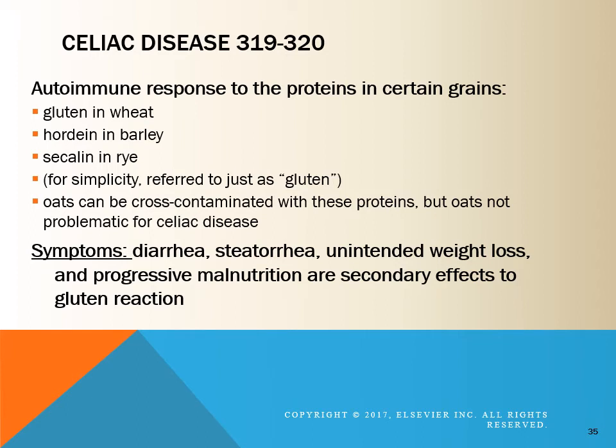Symptoms for the patient, the two big ones are diarrhea and steatorrhea. So remember that steatorrhea, that's the fatty stools. So those are the big ones, diarrhea and steatorrhea. It can also lead to unintended weight loss. Progressive malnutrition are secondary effects to gluten reaction.